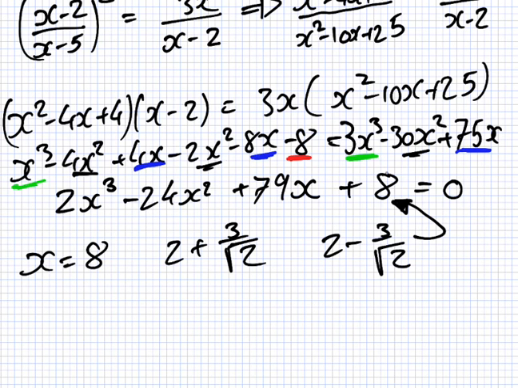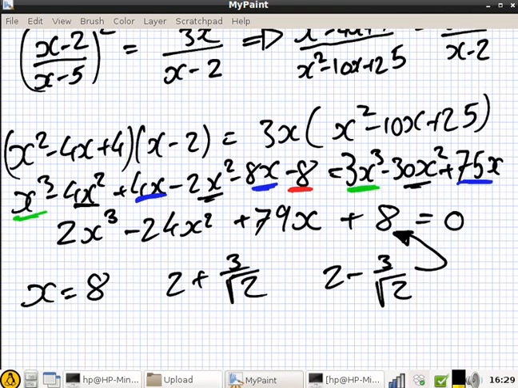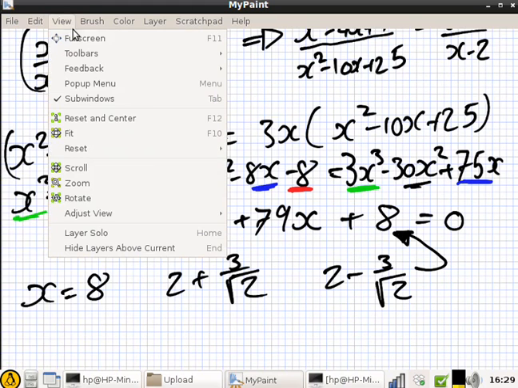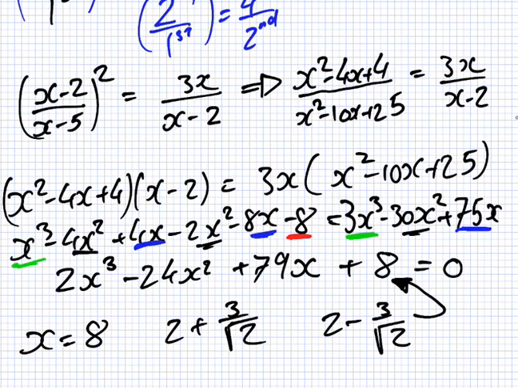And I typed in 2 times 8 cubed minus 24 times 8 squared plus 79 times 8 plus 8. Now equals 0. Does anyone see any mistake there that I've made in my algebra? X squared minus 4x plus 4, x squared minus 10x plus 25, that's right there, multiplies the 3x, x minus 2 multiplies that. Luke, please tell me if you see something.